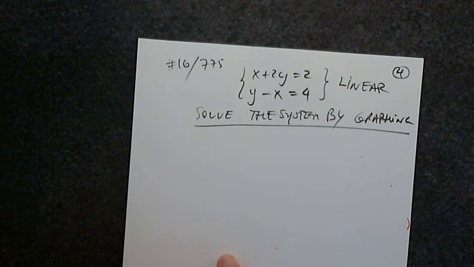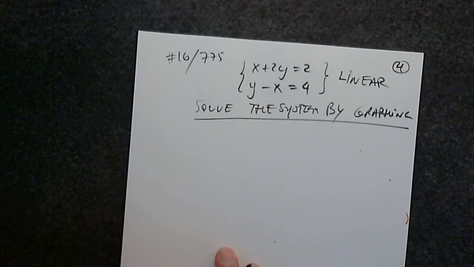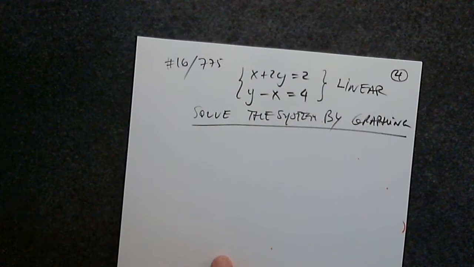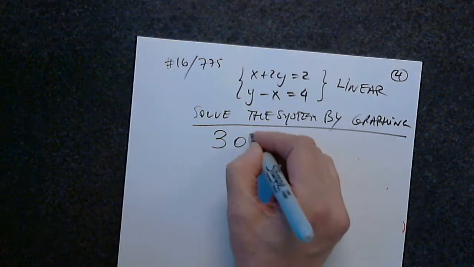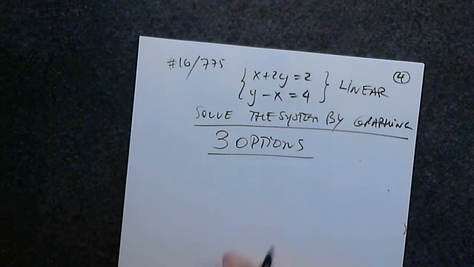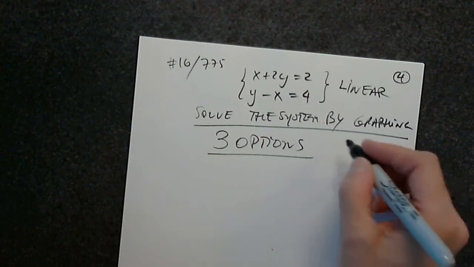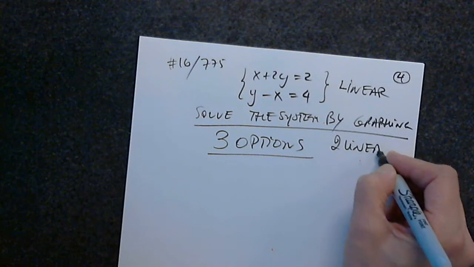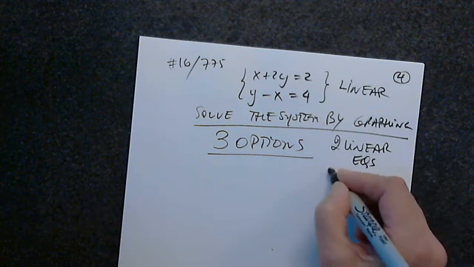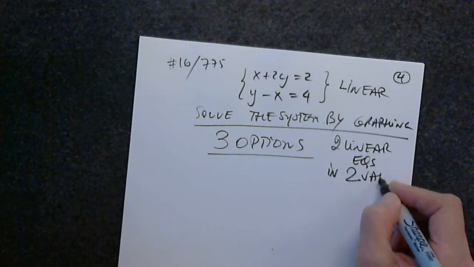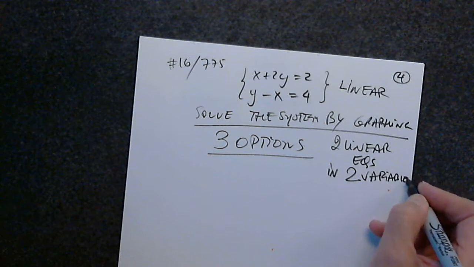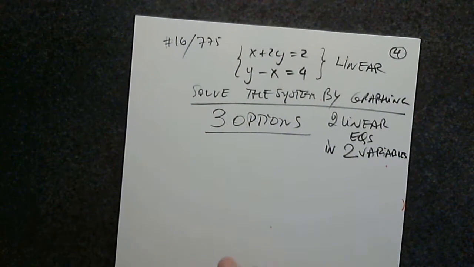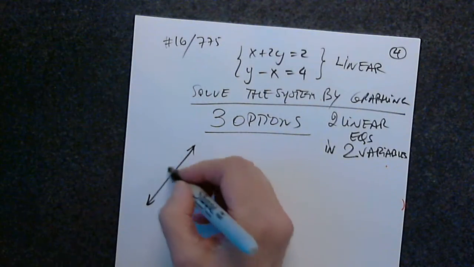So in order to solve a linear system, let me refresh your memory. What are the options? So 3 options. Every time we solve a system of 2 linear equations in 2 variables, there are 3 possibilities. This is one possibility.